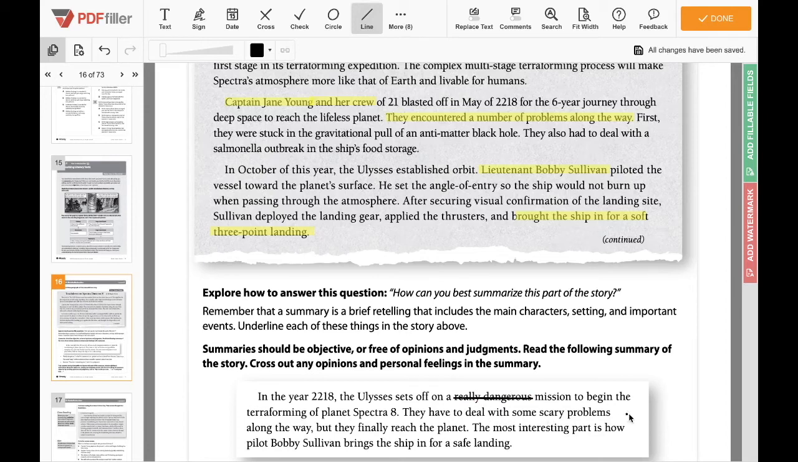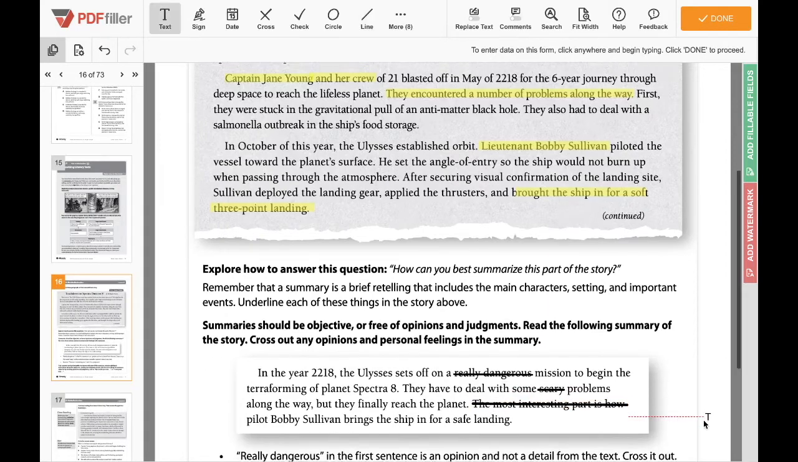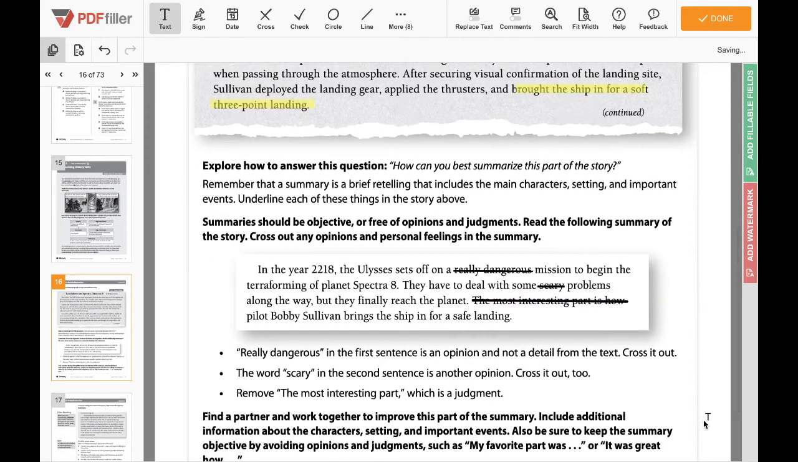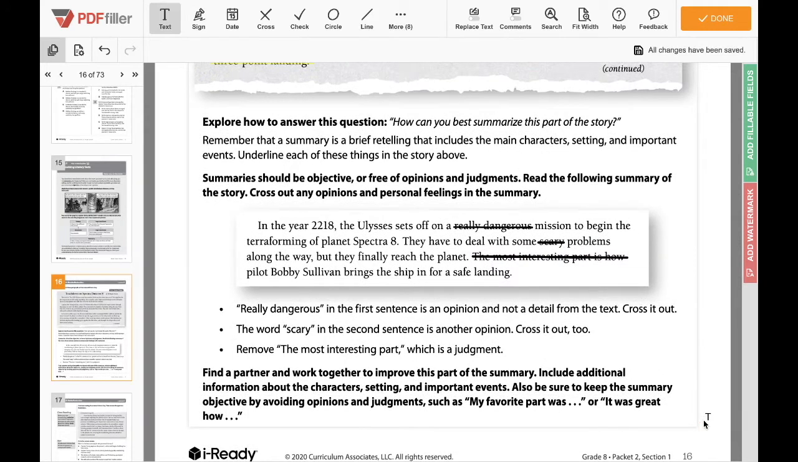They have to deal with some scary problems along the way, but they finally reach the planet. That's not important that it's scary. That is just an opinion. The most interesting part is how pilot Bobby Sullivan brings the ship in for a safe landing. Is the fact that it's the most interesting going to be the most interesting part to everyone? No. So we would just take this part out, and at the end we would say pilot Bobby Sullivan takes us in for a safe landing.